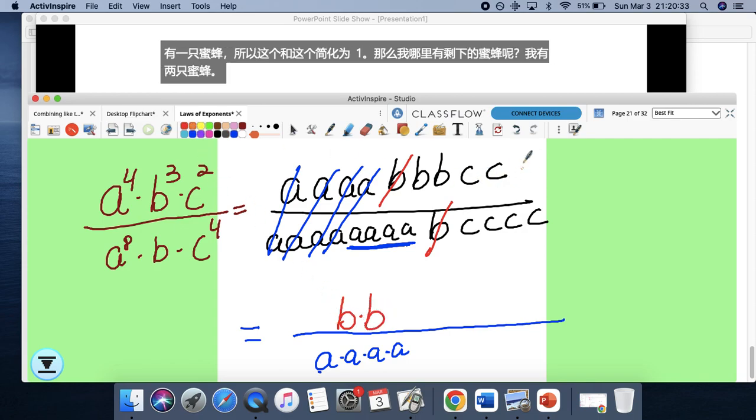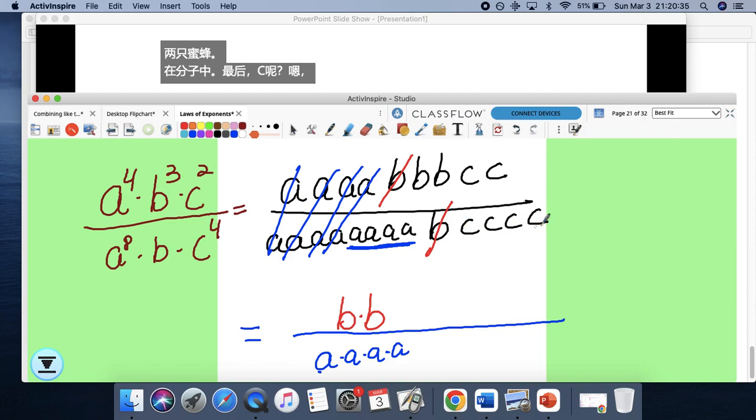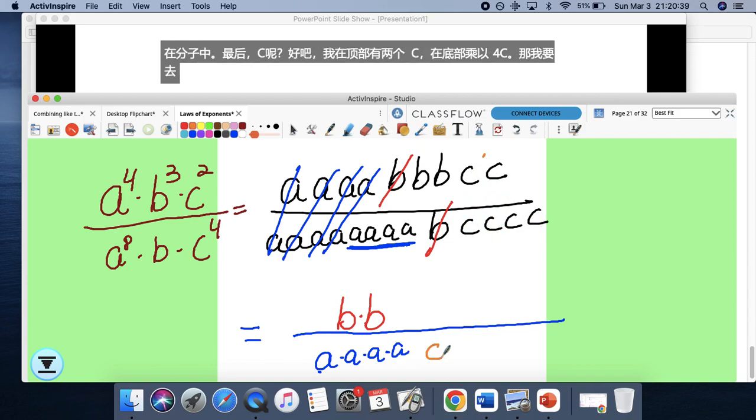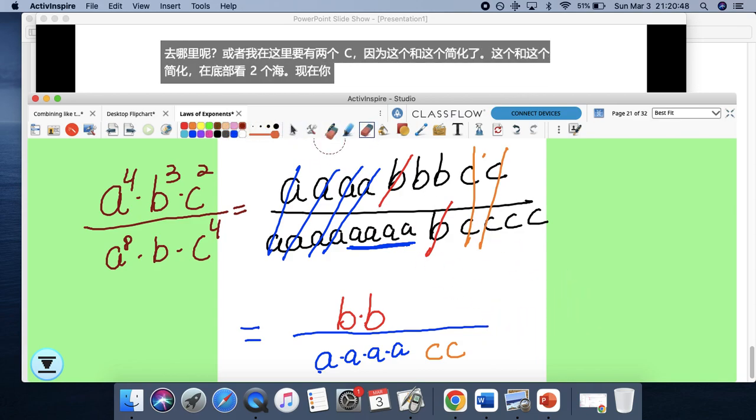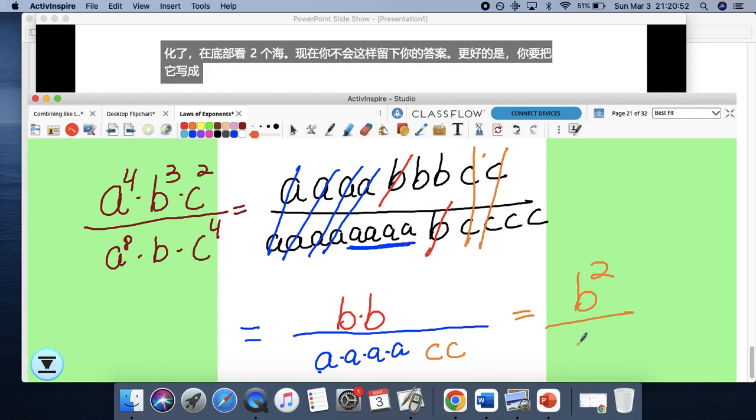Finally, what about the c's? Well, I have 2 c's in the top and 4 c's being multiplied at the bottom. So where am I going to have left over? I'm going to have 2 c's here, because this and this simplifies, this and this simplifies, and look, 2 c's at the bottom. Now, you're not going to leave your answer like that. Better yet, you're going to write it as b squared over a to the fourth c squared.